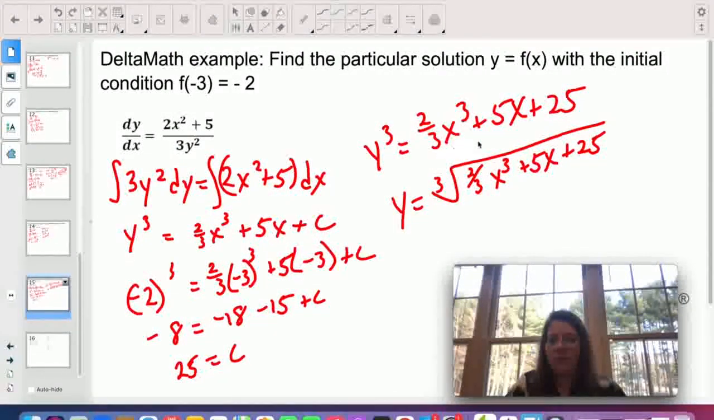Then I plugged the c value back into my antiderivative. So y cubed equals 2/3 x cubed plus 5x plus 25. And then Delta Math is going to want you to express that as y equals or f of x equals. So that would be the cube root of 2/3 x cubed plus 5x plus 25. They should also accept if you put 2/3 x cubed plus 5x plus 25 in parentheses and take that to the 1/3 power, that would also work. Just be very careful when you're entering things into Delta Math with the syntax that you're making sure you're putting parentheses around things that need them, so that Delta Math will understand exactly what you're talking about.